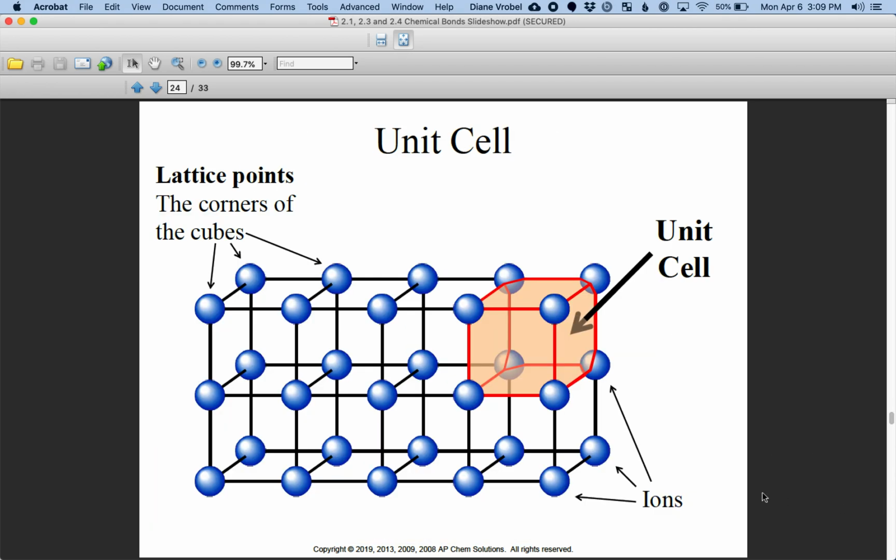Here is what they call a unit cell. The good news is you don't need to memorize this. But if you do hear them use the term unit cell, it's not going to be something that is totally unfamiliar to you.